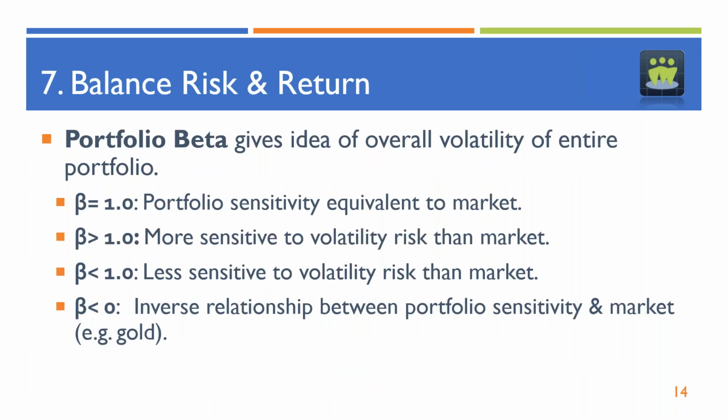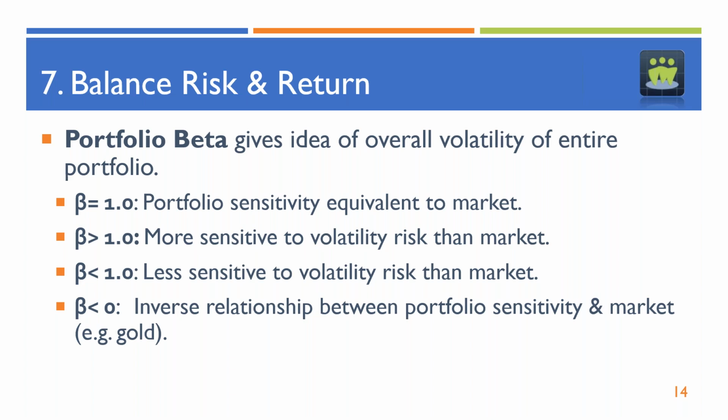Now, number 7 is that you should attempt to balance risk and return, or at least be aware of it. Risk and return go hand in hand. You can't accept higher return without accepting higher risk. You can't reduce the risk in your portfolio without accepting reduced returns in most cases.